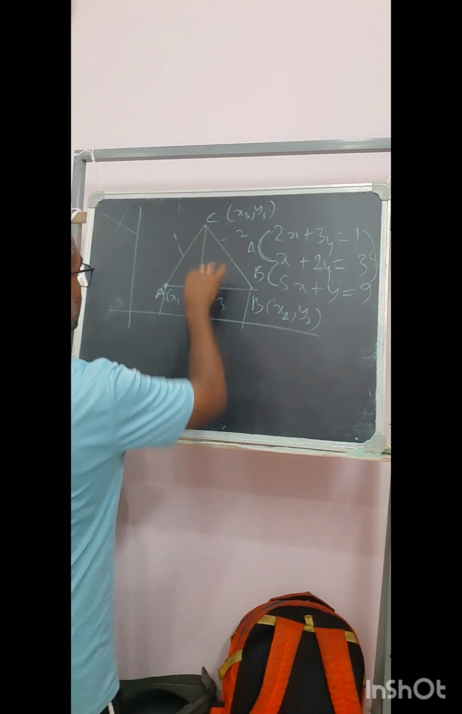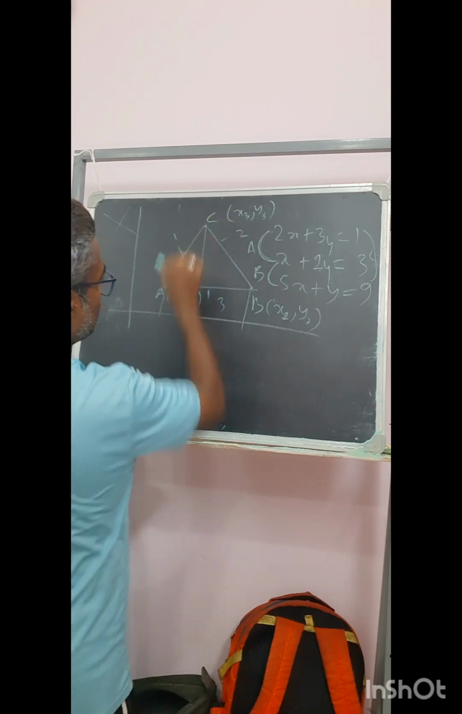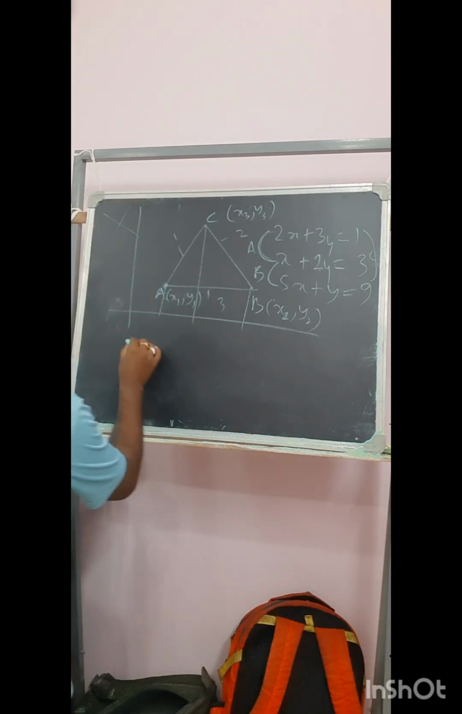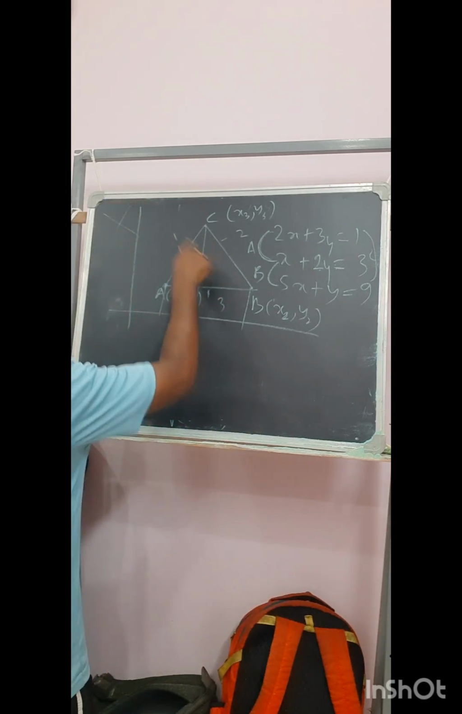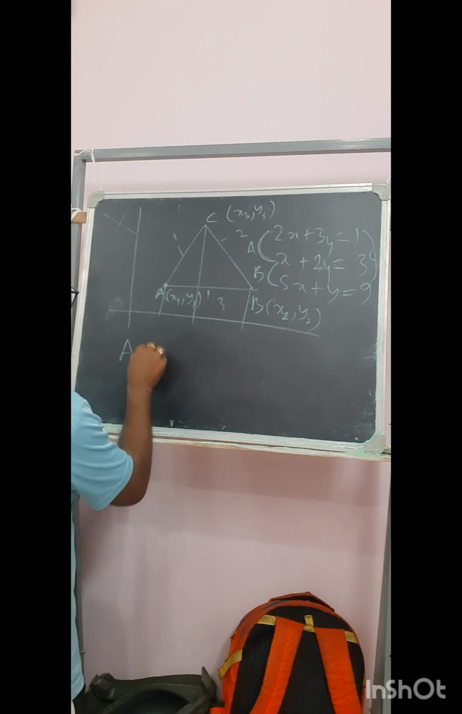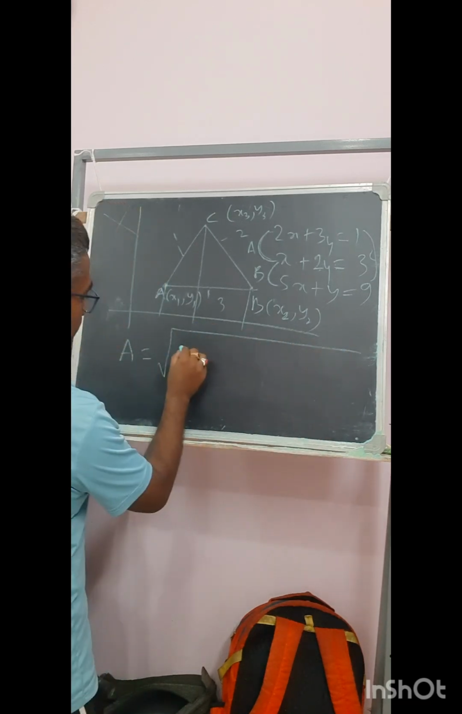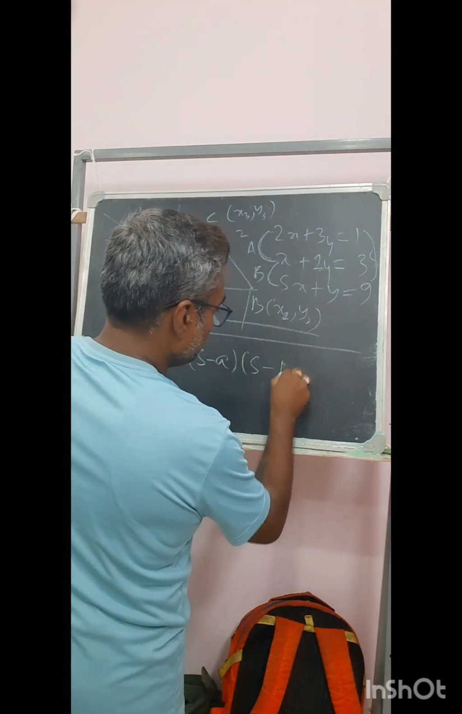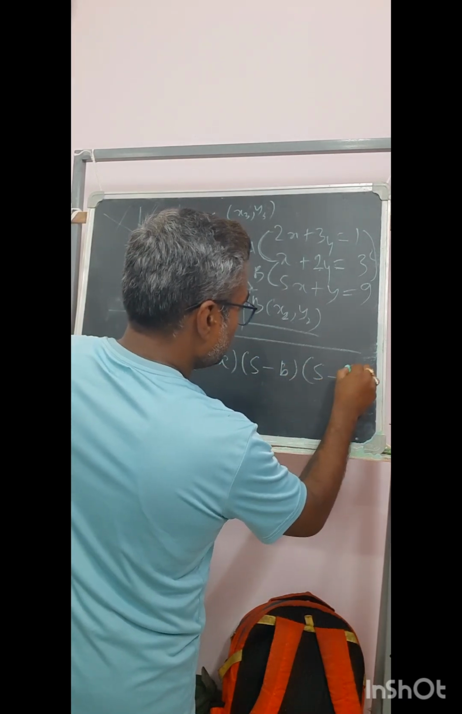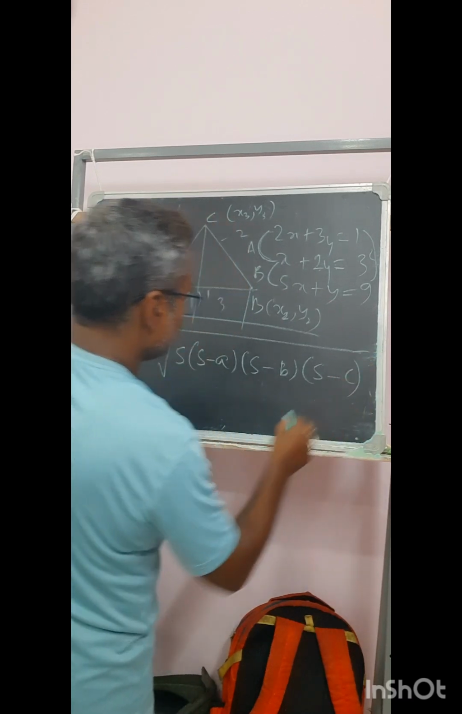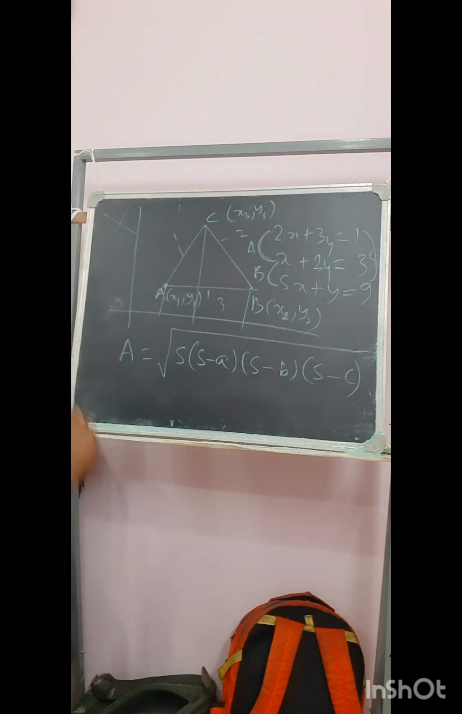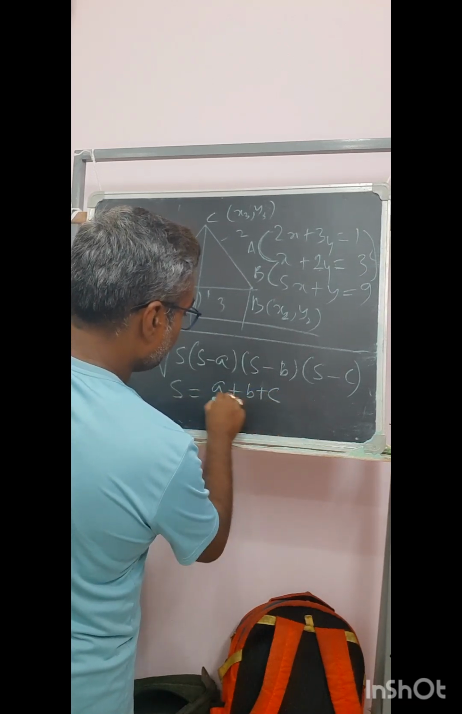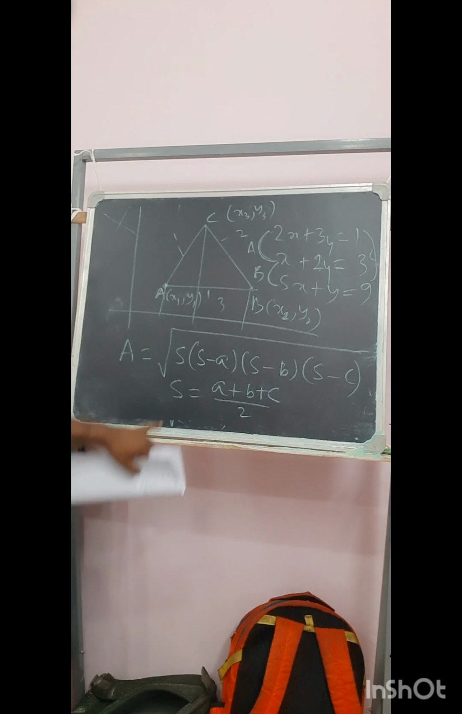If I draw it, how do I get the total area of the triangle? That total area of the triangle can be achieved by this formula. This is also a mensuration formula, a trigonometric formula you can say, where S is nothing but half of the perimeter. Okay, S is nothing but half of the perimeter.